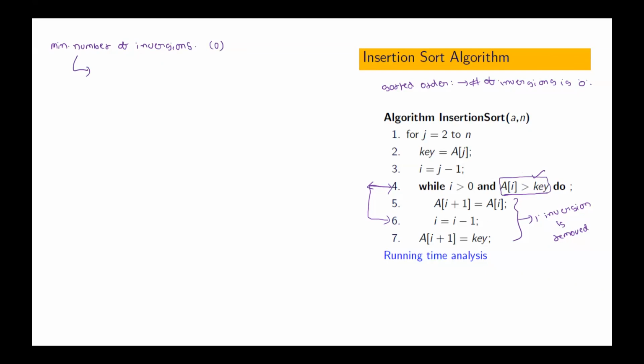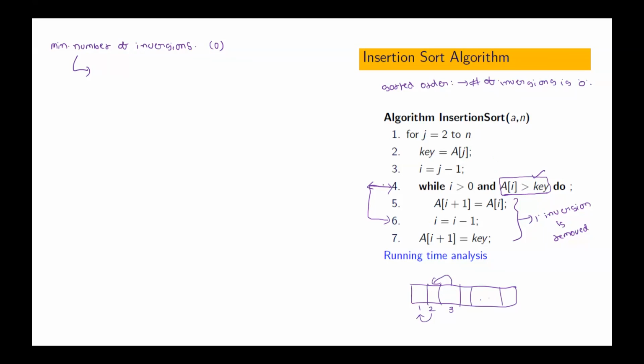Why? Because irrespective of the number of inversions, every time we need to compare. When we are inserting the second element at the second position, we need to compare with the first position element to see whether the condition is true or not. Similarly, when inserting the element at the third position, we need to compare with the second position. That means when j equals 2, this condition is checked one time. When j equals 3 also one time, when j equals 4 also one time, and when j equals n also one time.